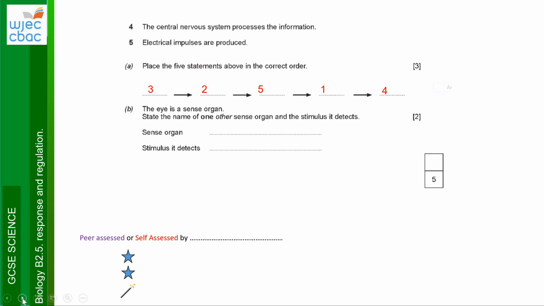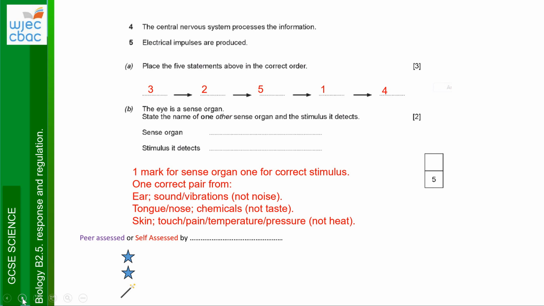For question B then, the eye is a sense organ. State the name of one other sense organ and the stimulus it detects. Obviously, there's a few examples here. This is from the mark scheme from the exam board. 1 mark for the sense organ, 1 for the correct stimulus. So you could have the ear and the stimulus would be sound or vibrations, but they won't accept noise. You could have mentioned either the tongue or the nose, which would be detecting chemicals, and the skin, which is able to detect either touch, pain, temperature, or pressure.